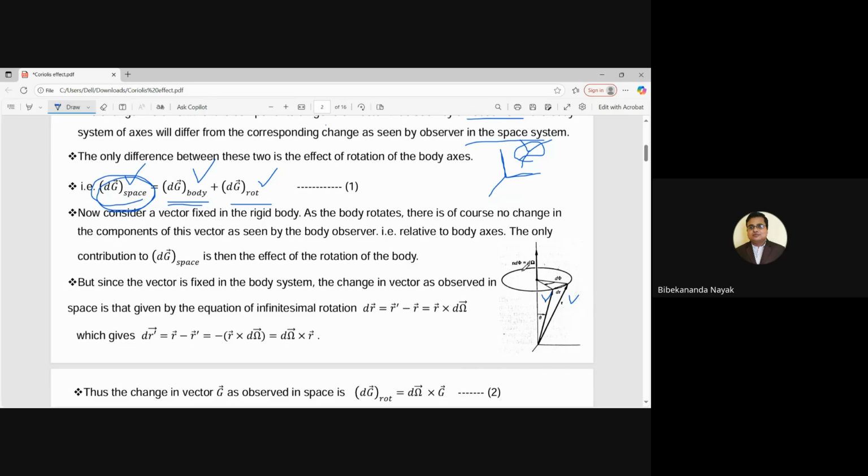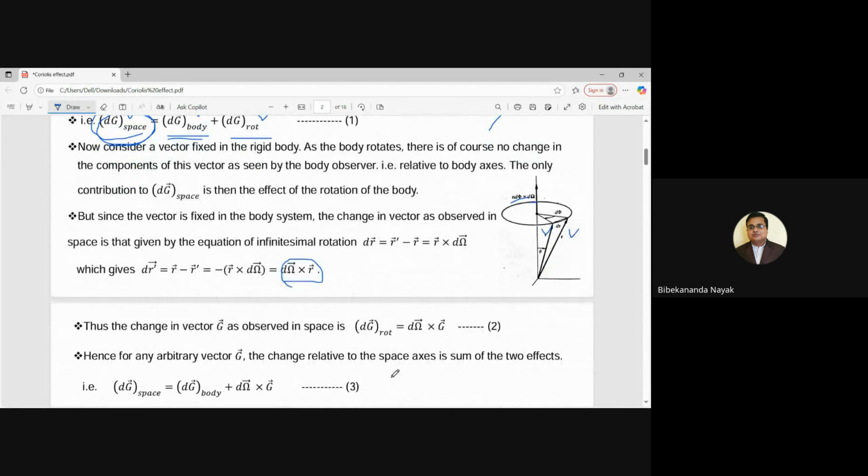But if you say that d omega is a vector which is nothing but n cap into d phi, then our final result, the change, will be nothing but n cap cross r, or n cap d phi cross r, which gives you d omega cross r. So d omega is the change in angular velocity. Okay, this is the expression. So our change is nothing but d omega cross r.